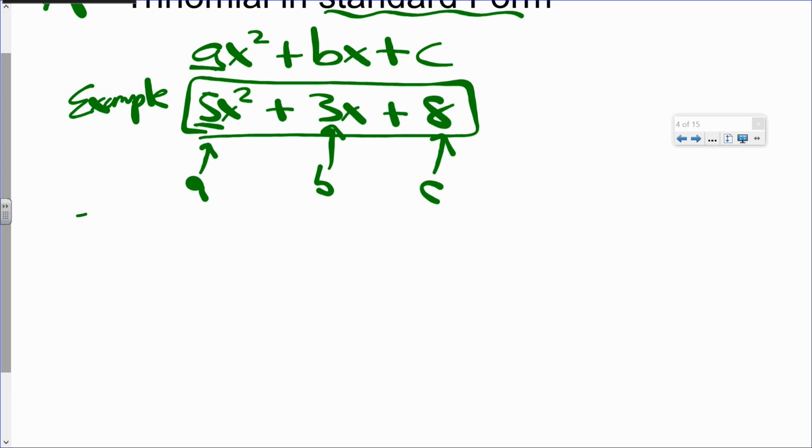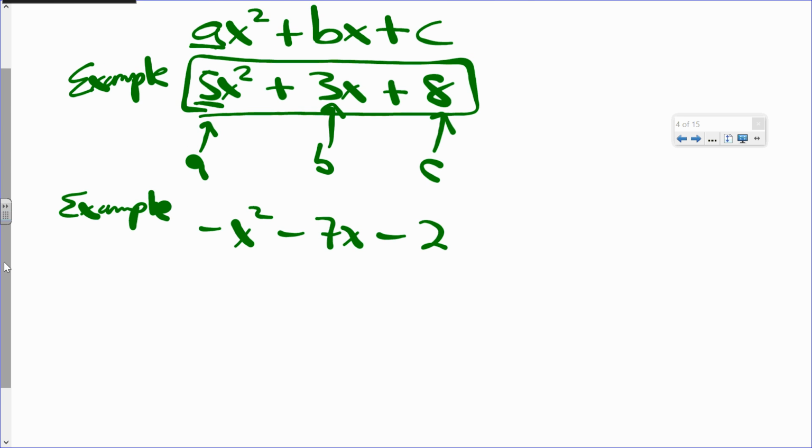Another example. Ready? Negative x squared minus 7x minus 2. I like how you're thinking already here. You're trying to figure out, okay, what's my a value? First of all, is it in standard form? Yeah. Technically, let's do a little adjustment.